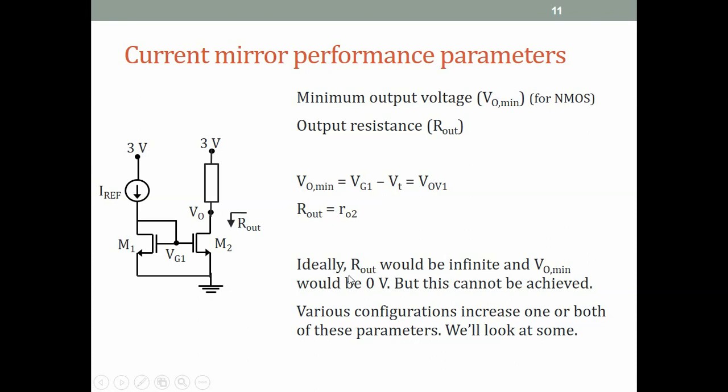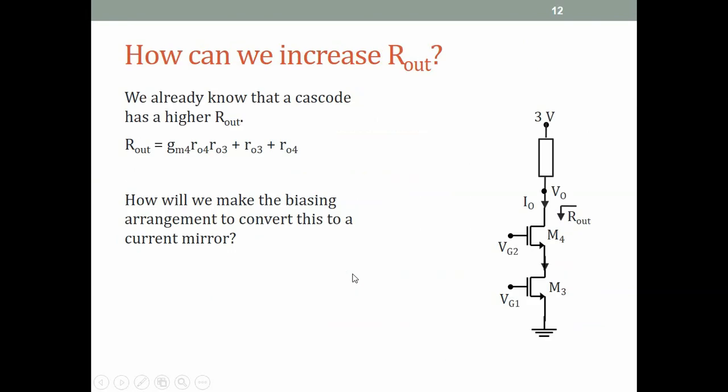But let us now look at a few circuits where we increase the R out. So how can we increase R out? Now we already know that a cascode gives a higher R out compared to a simple single transistor. So if I want to increase R out of a current mirror, instead of one transistor, I'll stack two transistors and put the output here, and then my R out will be much larger, and we've seen this already. So R out is gm4 RO4 RO3 plus RO3 plus RO4.